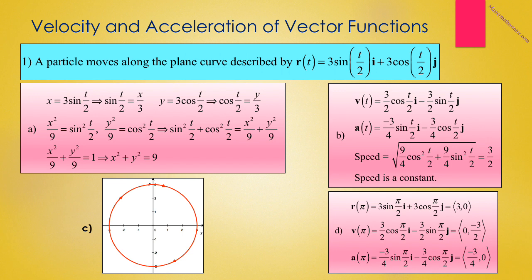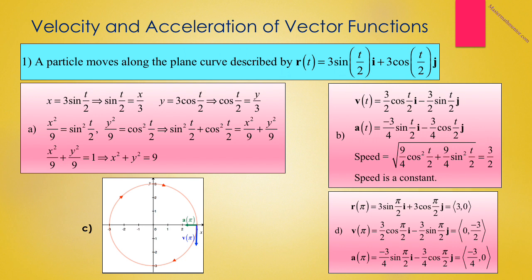And a of pi is equal to negative 3/4 sine pi over 2 i minus 3/4 cosine pi over 2 j, which is the vector (-3/4, 0). We place these two vectors on our diagram at the point (3, 0): our v of pi in blue, downward, and our a of pi to the left in green.